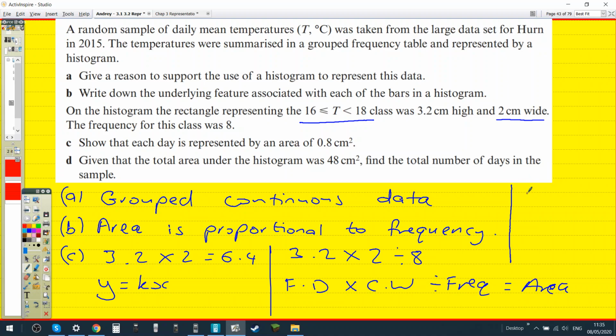Would I need to do something like 48 divided by 0.8 to get the answer? Say it again, sorry? I think this is wrong, but would I have to do something like 48 divided by 0.8 to get the number of days? Go on, try it.